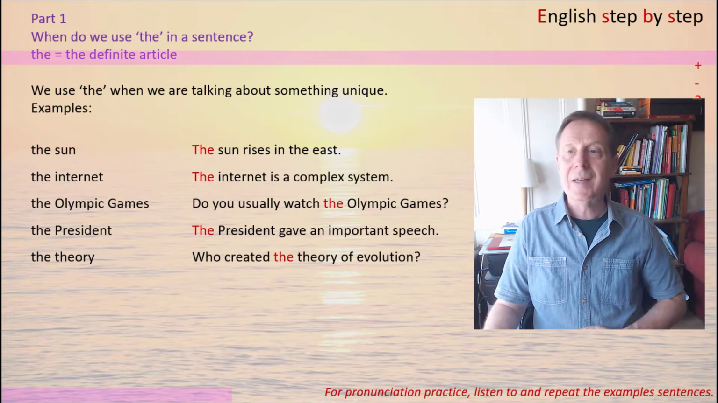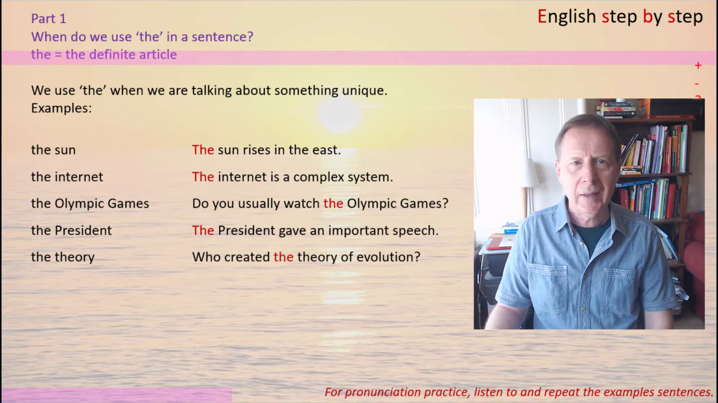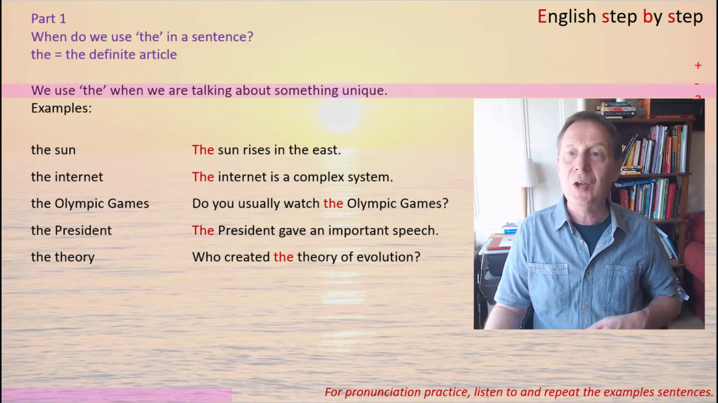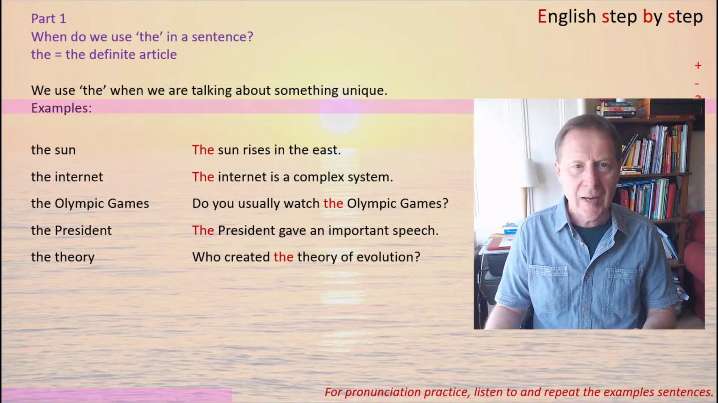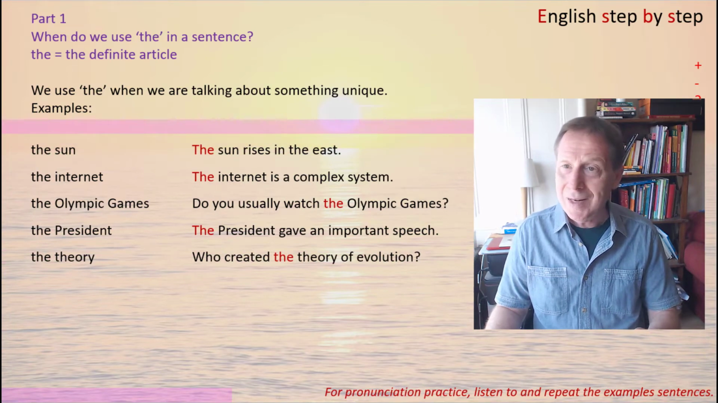The is the definite article. So here we're talking about definite things. We use the when we are talking about something unique. Examples: the sun, the internet, the Olympic Games, the president, the theory. Now normally these things are unique.